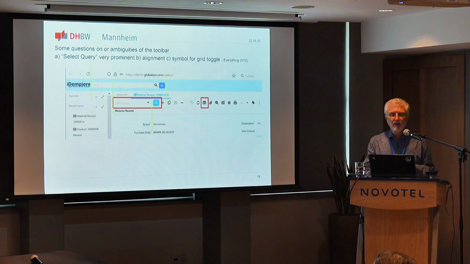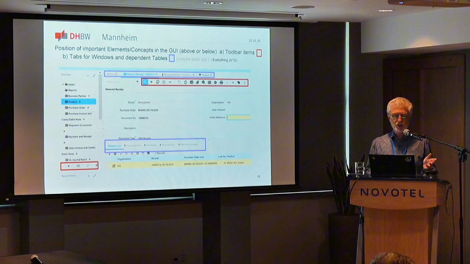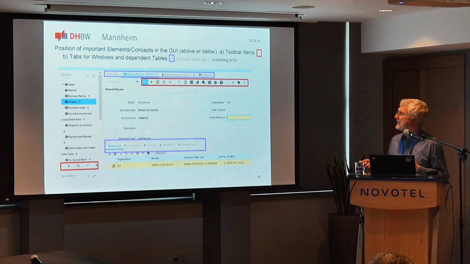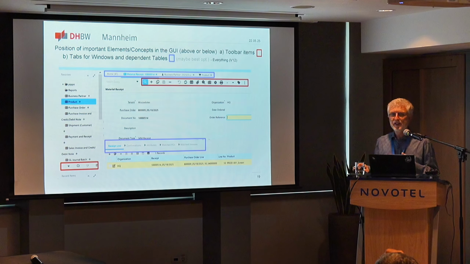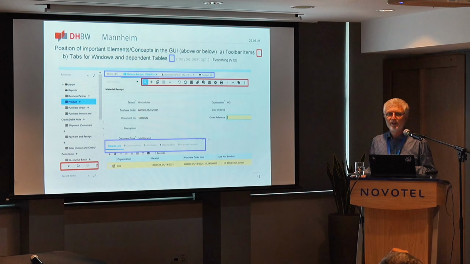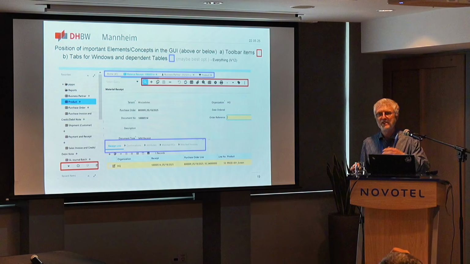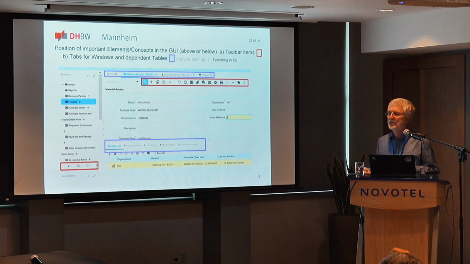Next thing, I hope we can talk about that later, and I must also go through it. Next was the position of important elements of the GUI, and there I noticed that sometimes we have the toolbar above the elements which it is applied to, and here we have it below. So normally it would be better if it's always on the same side. Okay, it might not be so important here, but anyway, something to think about.